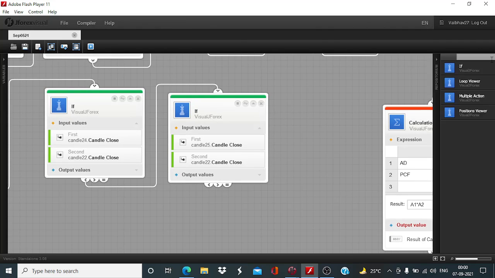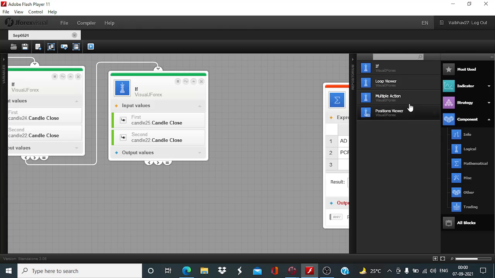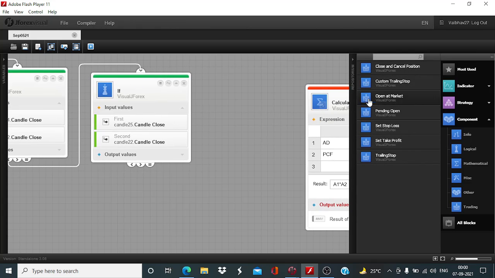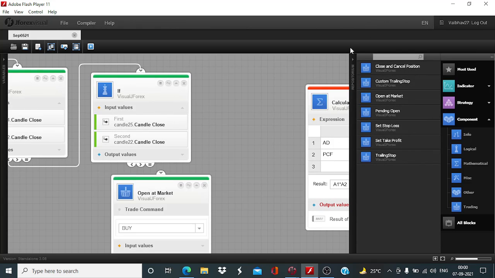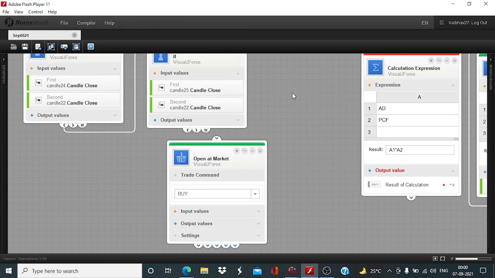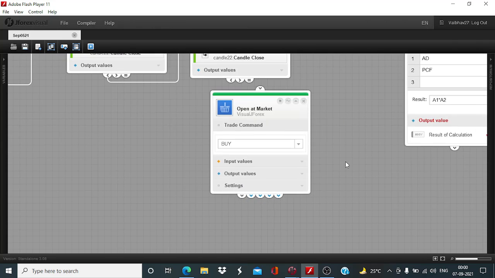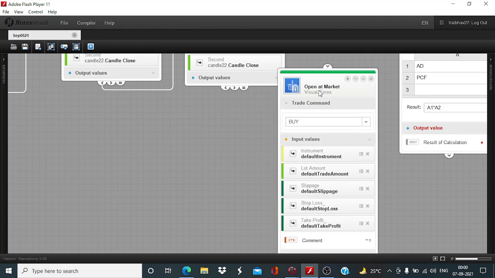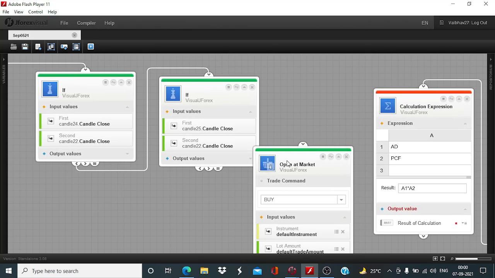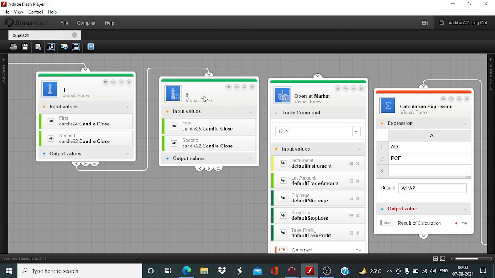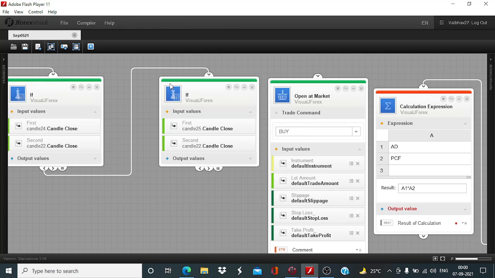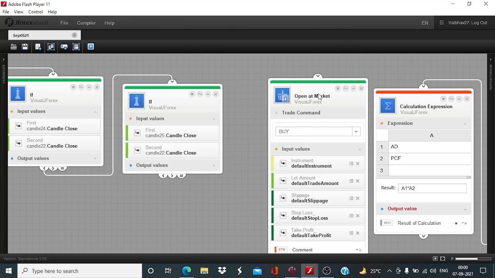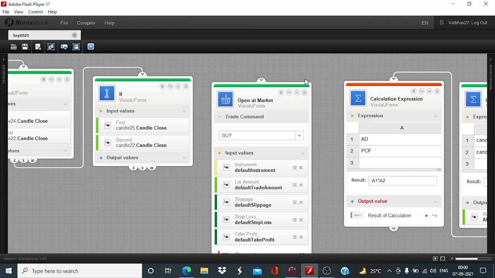So now it's time to bring the trade command block. It will be open at market, so whatever is the current prevailing price, we will be initiating the trade then in there. You can make it pending open, but that adds to the complication. And to keep the setup simple, this time around we are using this open at market.